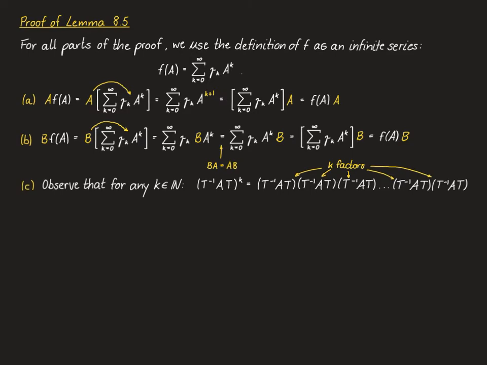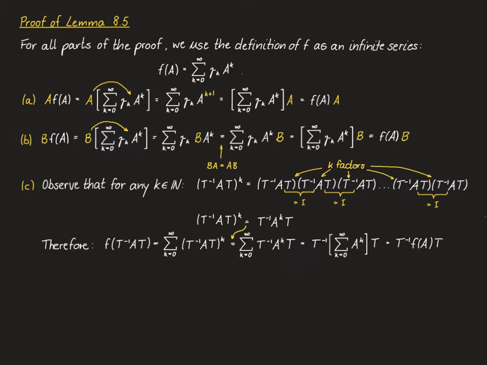For part C, first of all, observe that for any natural number k, it holds that the matrix (T inverse A T) to the power k can be written like this, where we have a total number of k of these factors, where we can of course remove all of these brackets between the factors, and then the multiplication of T with T inverse gives identity in between any two matrices A. So we can do this k minus 1 times, and what we end up with is T inverse A to the k T.